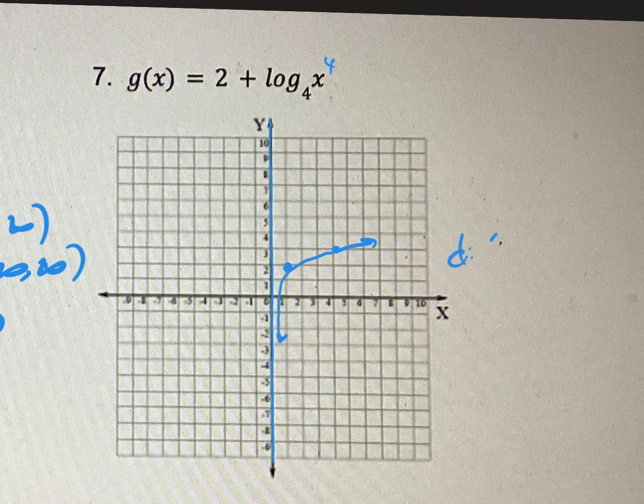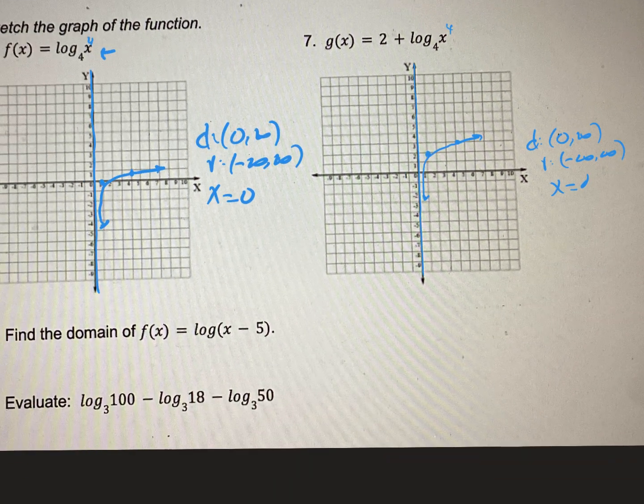My domain, again, really the same thing. These are going to be the same answers, because the asymptote's at the same place. As long as the asymptote doesn't move, that's going to be your answers for your domain, range, and asymptote.